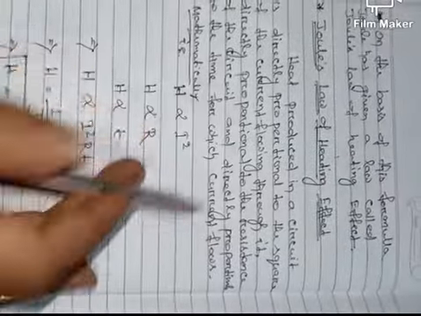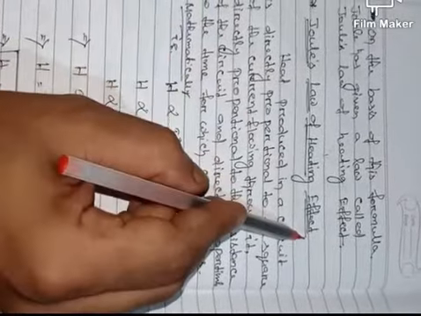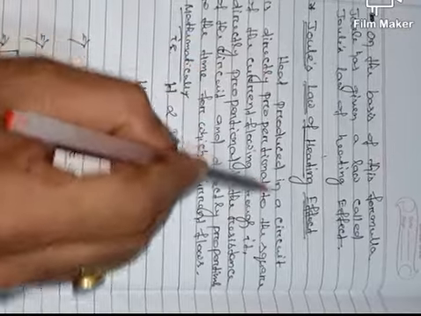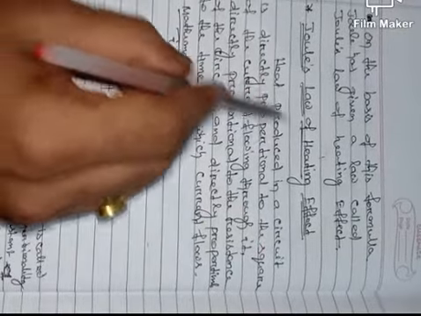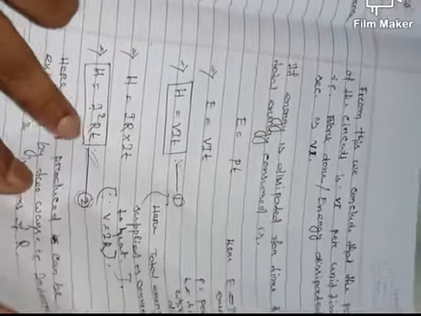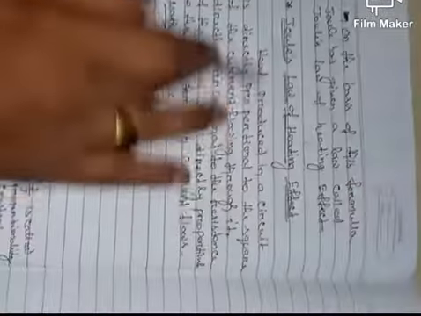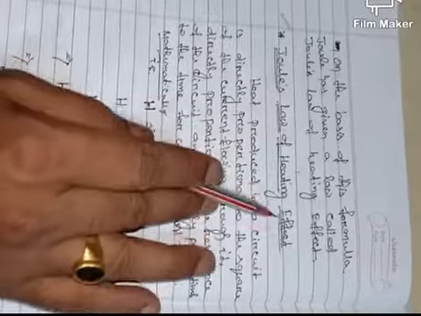So now let us discuss Joule's law of heating effect. Heat produced in a circuit is directly proportional according to this formula. Joule has given a law. That law is known as what? Joule's law of heating effect.